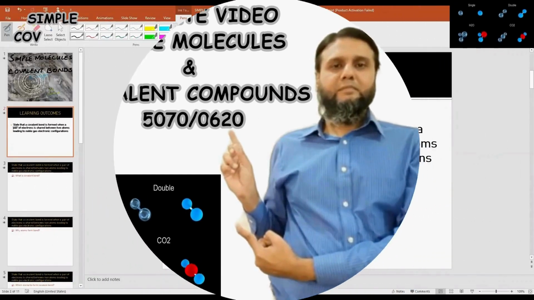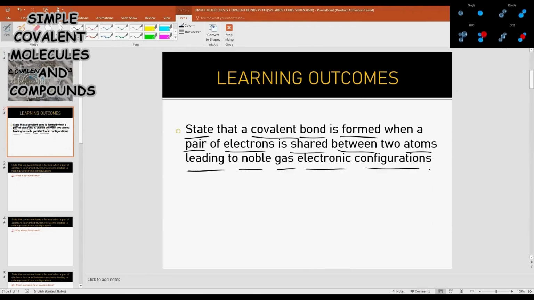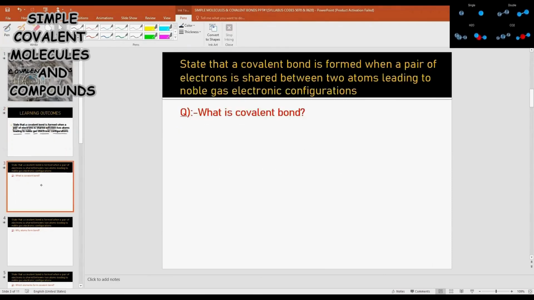State that a covalent bond is formed when a pair of electrons is shared between two atoms, leading to noble gas electronic configurations. What is a covalent bond? A covalent bond involves sharing of electrons between non-metals.